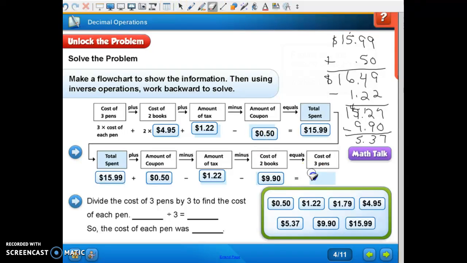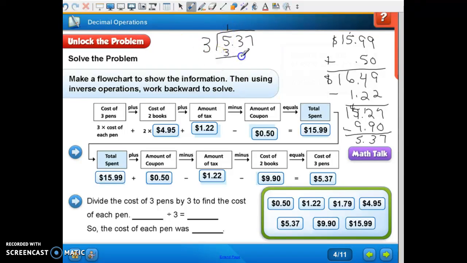Then what does the box above this say? Cost of 3 pens. So I'm going to put my $5.37 in that box after I've done my math. And it says divide the cost of 3 pens by 3 to find the cost of each pen. So we're going to take $5.37 and divide that by 3 because we bought 3 pens.